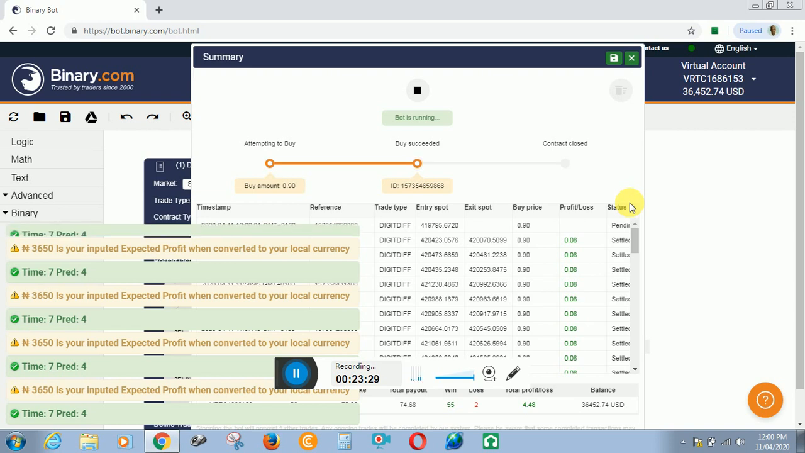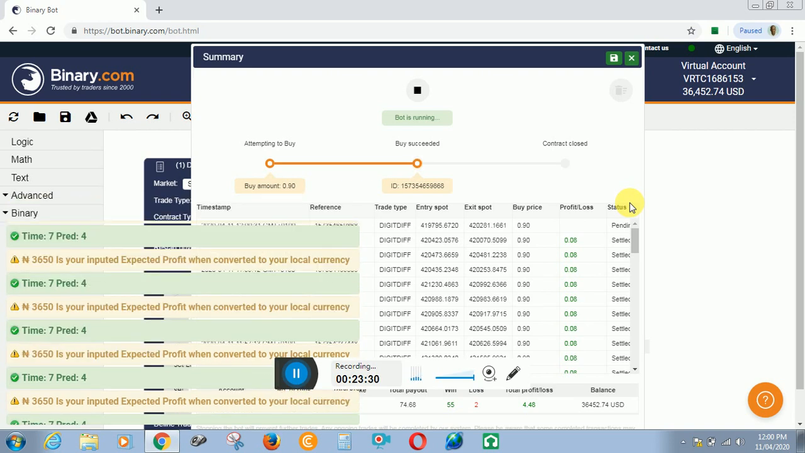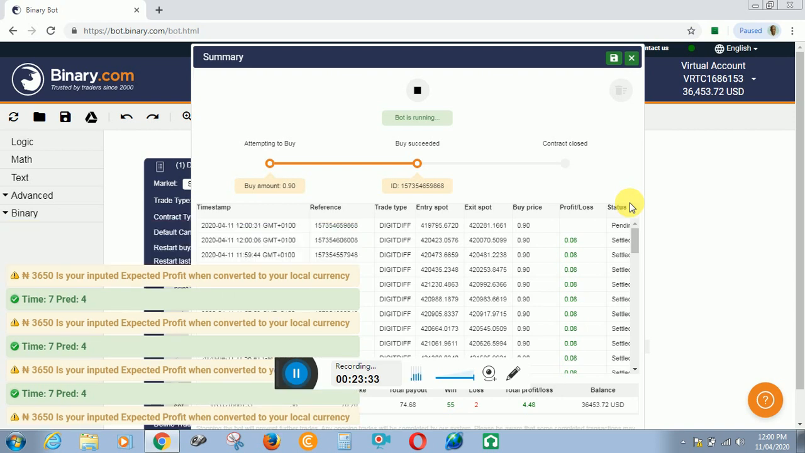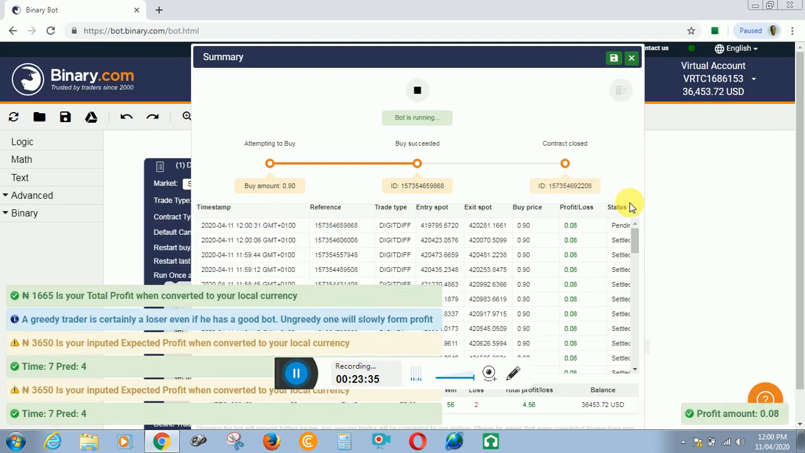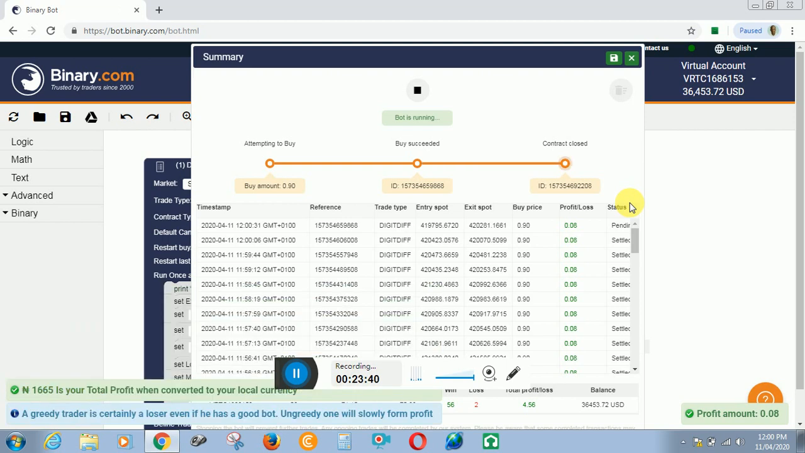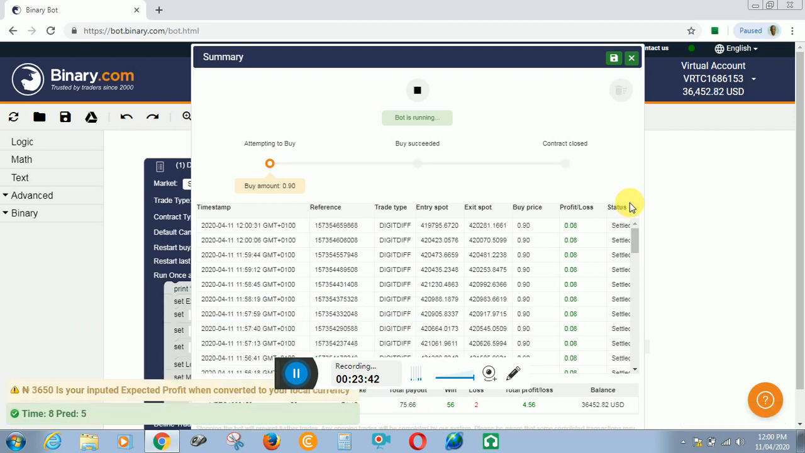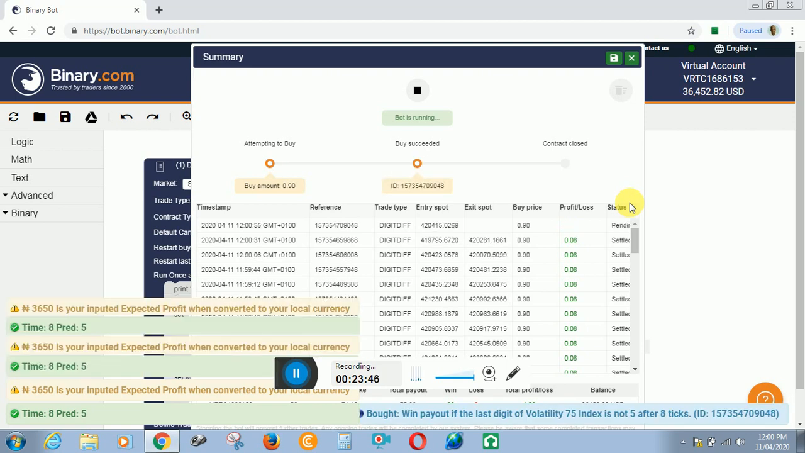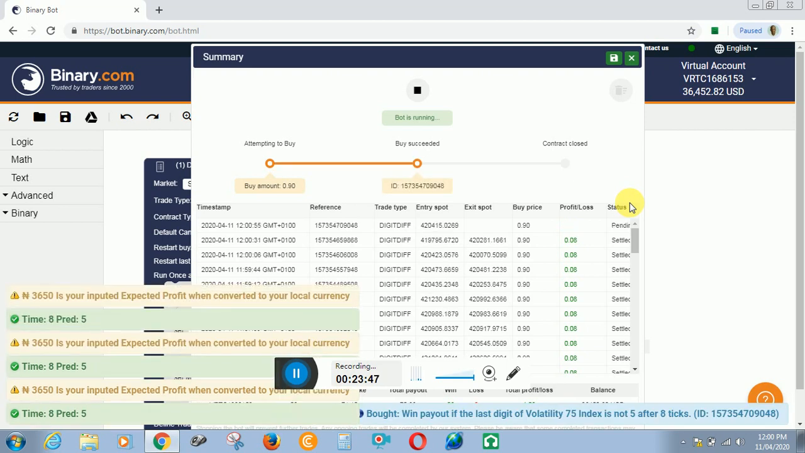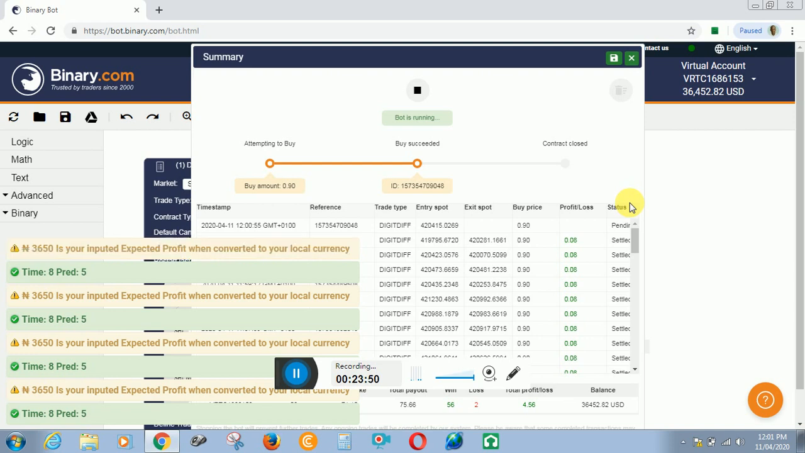Okay, so far so good. We have 58 wins, 3 losses. We just had the third loss now, and that is how this bot works. It tries its best to curtail or prevent extreme losses. So it has just won this one now.